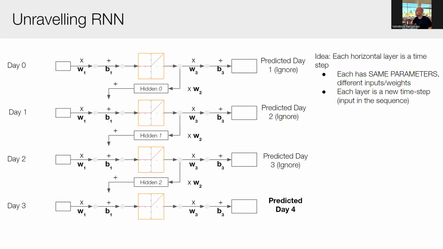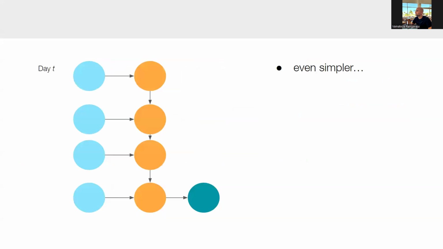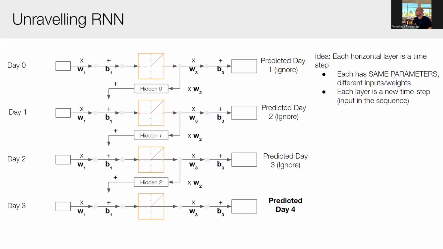And you're going to take in the next day's input as well. So two inputs: the hidden state from the time step before and the next input for day 1, to calculate day 2. And then the same thing for day 2 and the same thing for day 3. This is basically how forward propagation is going to work with our RNN. Each horizontal layer is going to be a different time step, and each will have the same parameters: W1, W2, W3, B1, B2, B3, or B1, B2. We're not going to be changing these throughout the entirety of forward propagation.